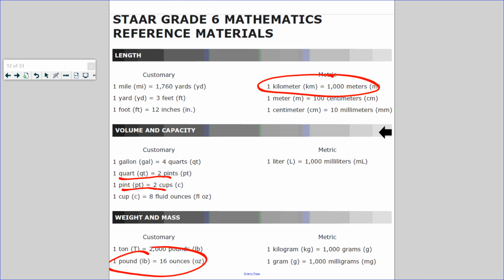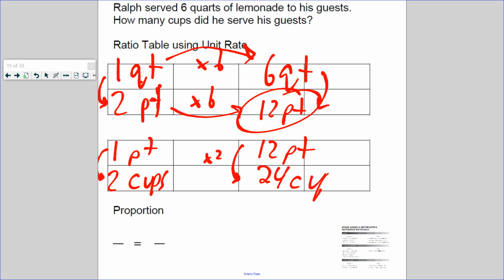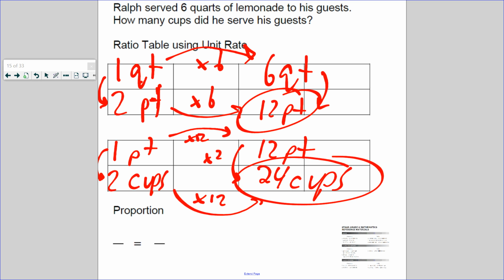But we need to turn those pints into cups. So every pint has 2 cups. So if you have 12 pints, how many cups do we have? If I multiply by 2, that would be 24 cups. Maybe you see a side-to-side relationship of times 2, and that will give you 24. Maybe you see an up and down relationship. There are many ways to solve it. You can do a side-to-side relationship or up and down.